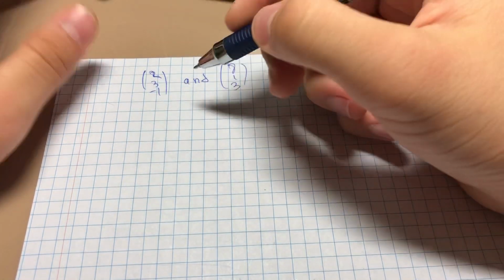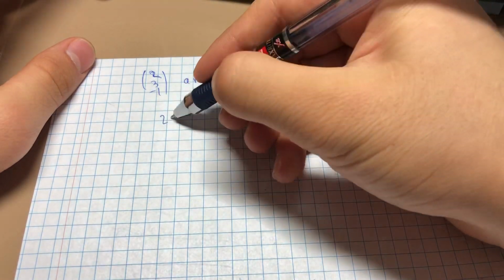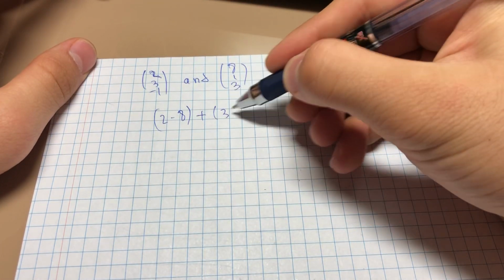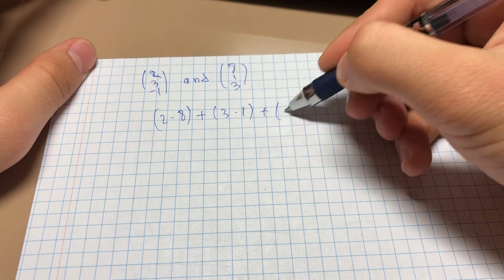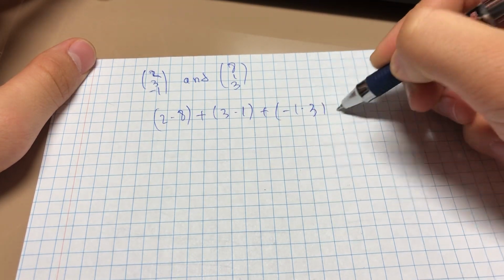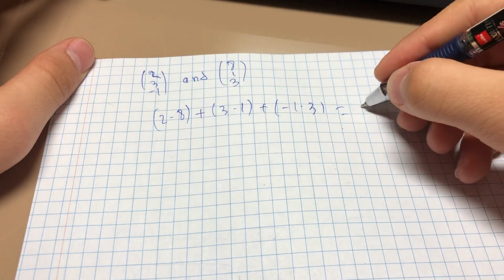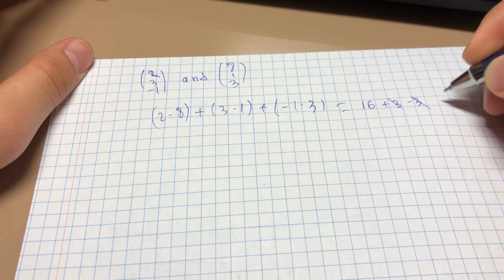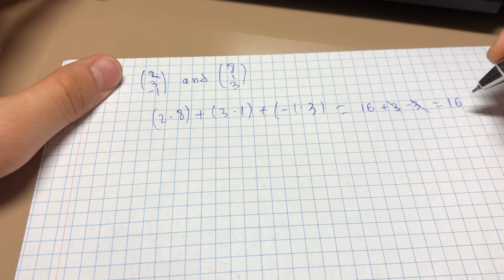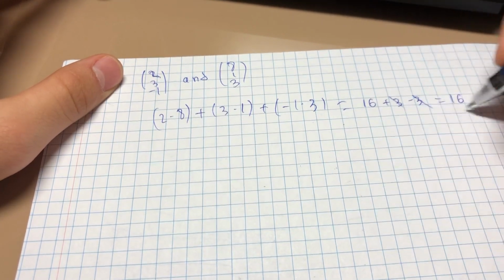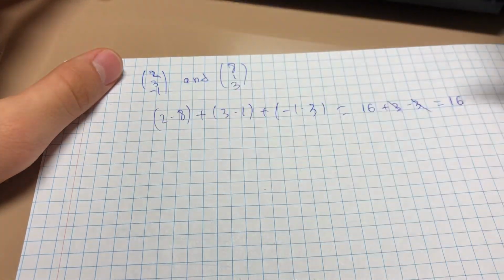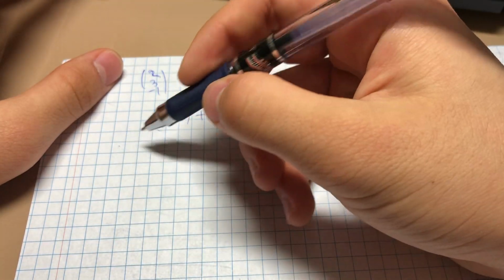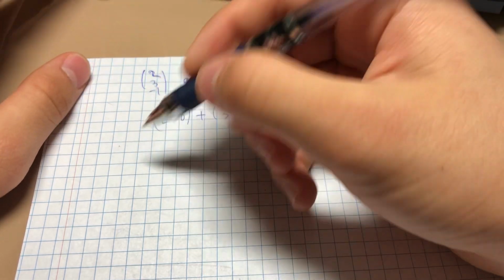So the simple thing again, 2 multiplied by 8 plus 3 multiplied by 1 plus negative 1 multiplied by 3, which gives us 16 plus 3 minus 3. We can cancel this out, it's 16. So we found the product of these two vectors. Now we should find the magnitudes of these two vectors and multiply them.